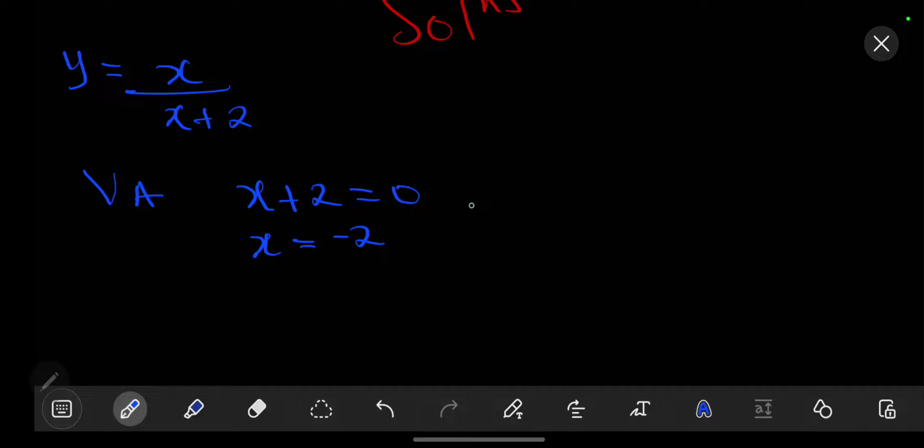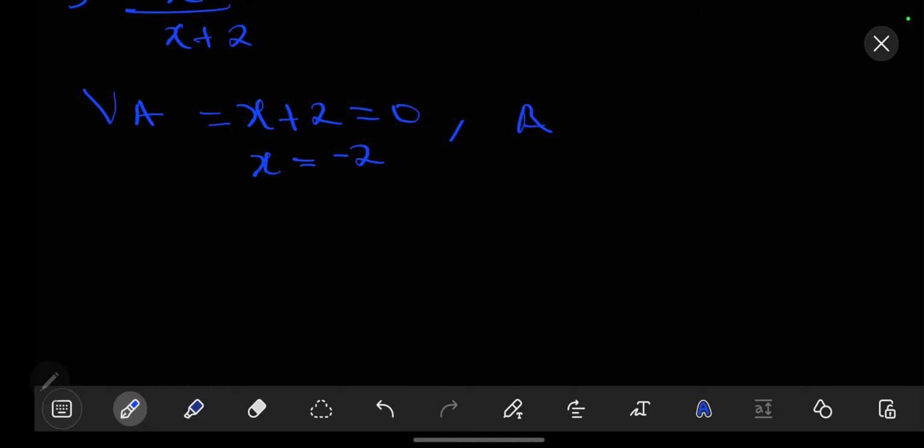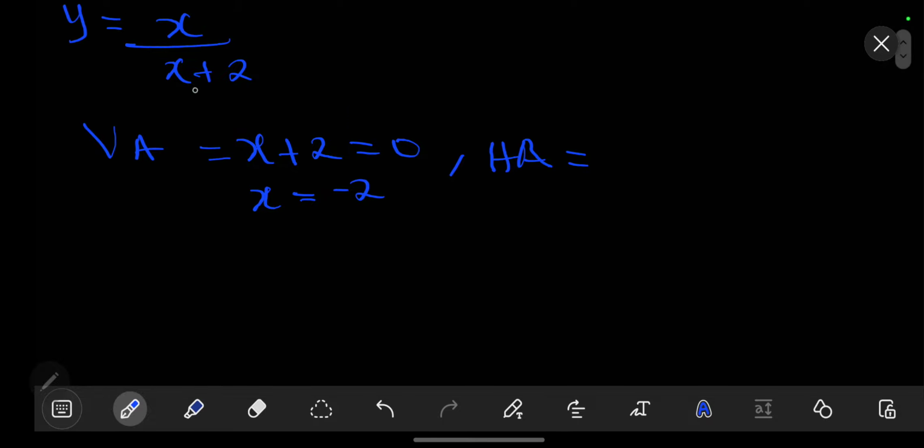Then our horizontal asymptote should be equal to, we just get the leading powers. So this is x raised to the power 1 and this is x raised to the power 1. So we have x over x, which should be equal to 1, like that. So we have found our vertical asymptote and our horizontal asymptote.